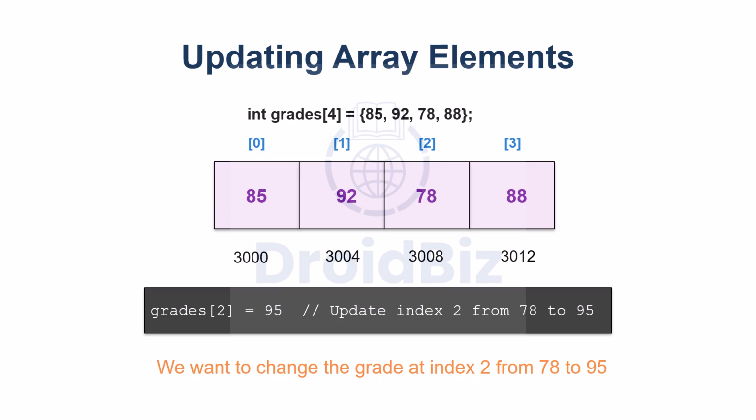Let's say we need to update the grade at index 2. Currently it shows 78, but we want to change it to 95 because the student retook the test and got a better score. We use the code, grades at index 2 equals 95. This tells the computer to go to index 2 in the grades array and replace the old value with the new value of 95. Let's see what happens next.